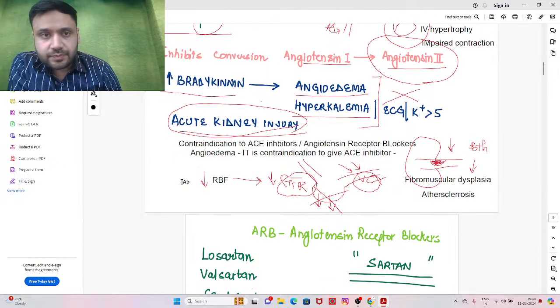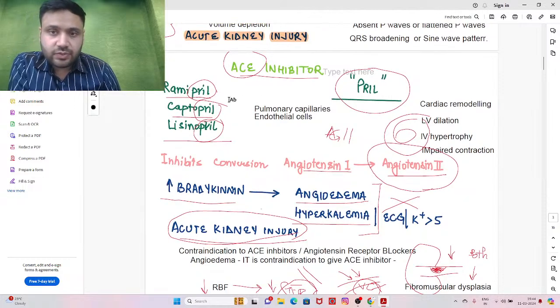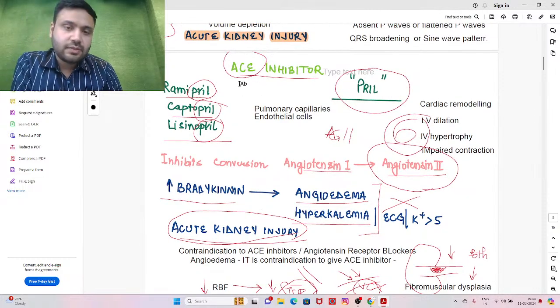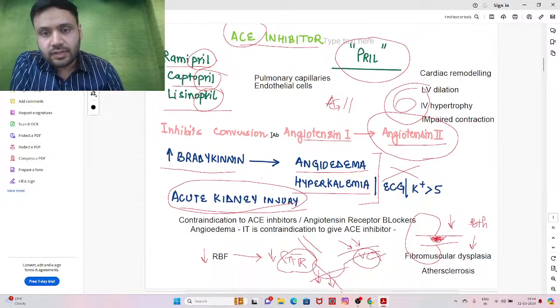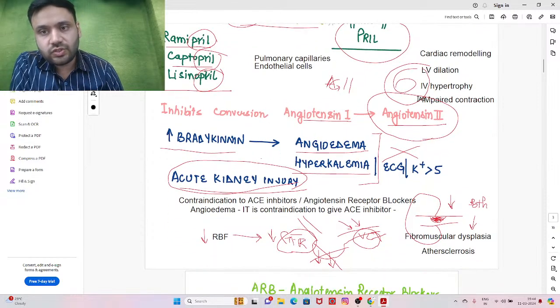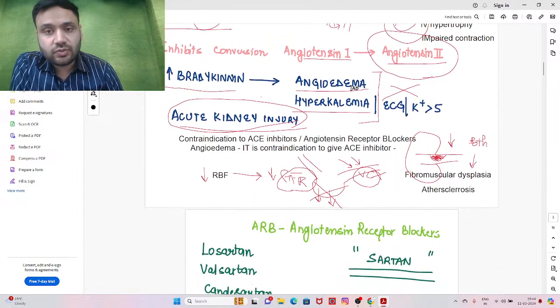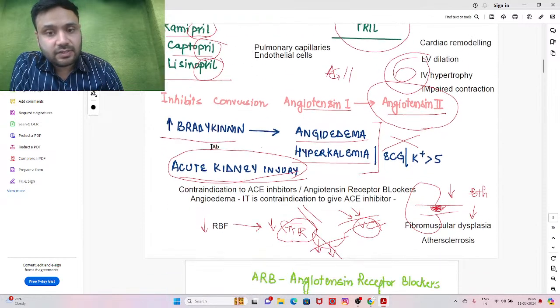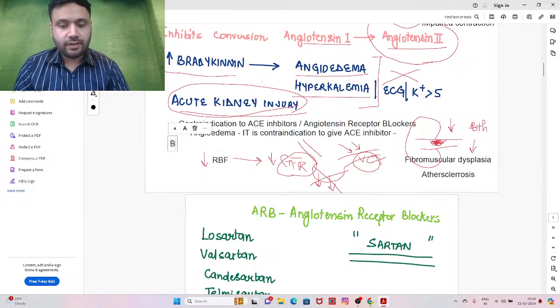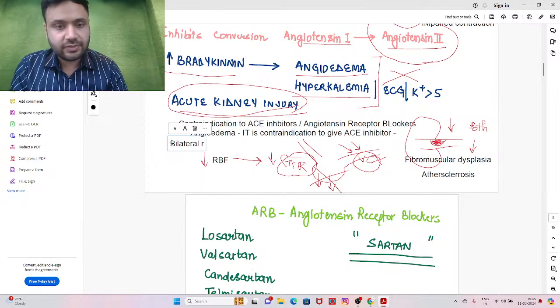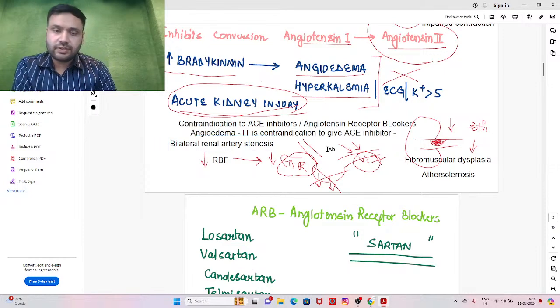So yes, ACE inhibitors, which are signified by prils, not the dishwashing fluid, ramipril, captopril, lisinopril, they inhibit the conversion of angiotensin 1 to angiotensin 2 to block the effects of angiotensin 2, which can lead to angioedema, hyperkalemia, and acute kidney injury. And ACE inhibitors are contraindicated in patients with bilateral renal artery stenosis, right? I think everyone has got that.